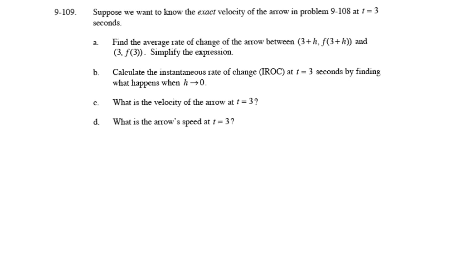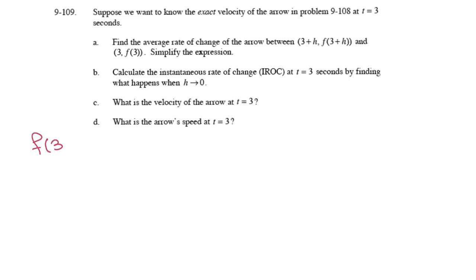Suppose we want to know the exact velocity of the arrow at t equals 3 seconds. So you want to find the speed of the arrow at exactly 3 seconds. In order for us to find that, you need to do your AROC and your IROC with points close enough to the 3. So we're picking 3 and 3 plus h. So I'll do the AROC and the IROC to find the speed of that arrow at 3 seconds.